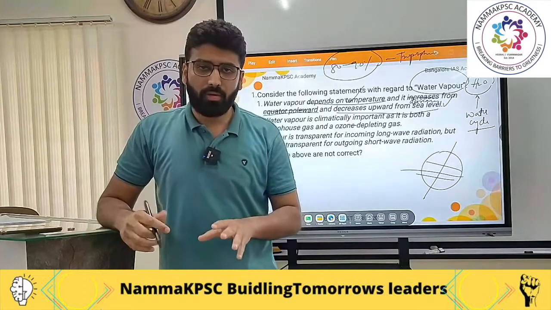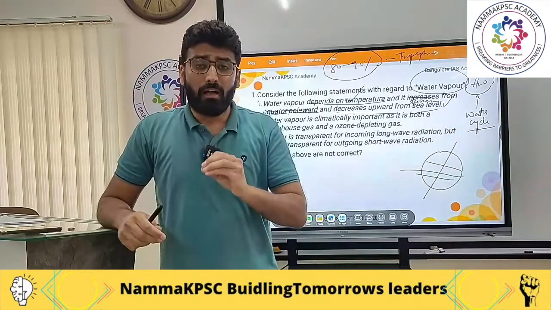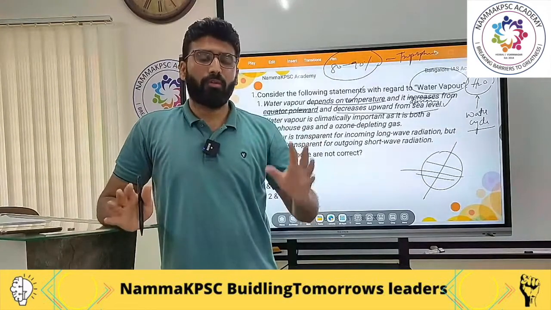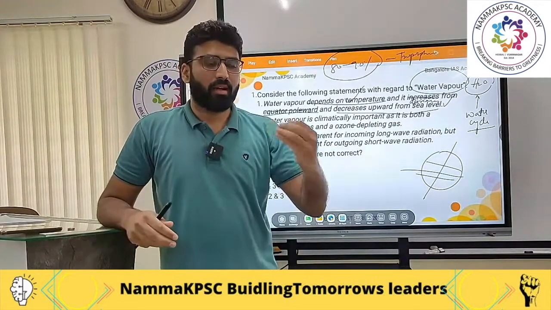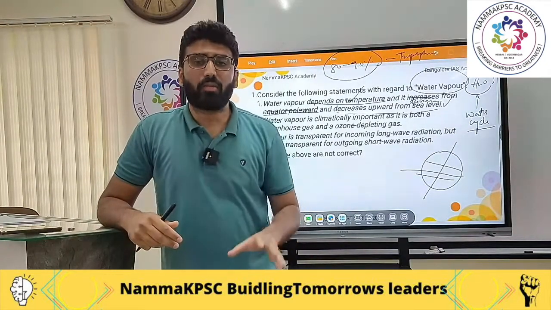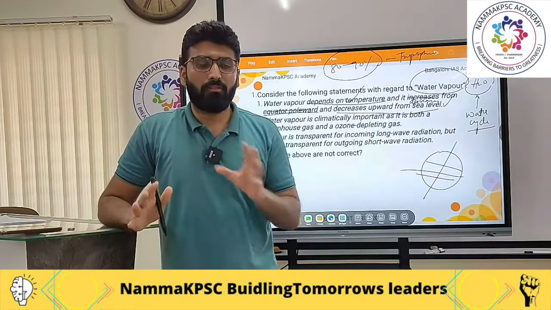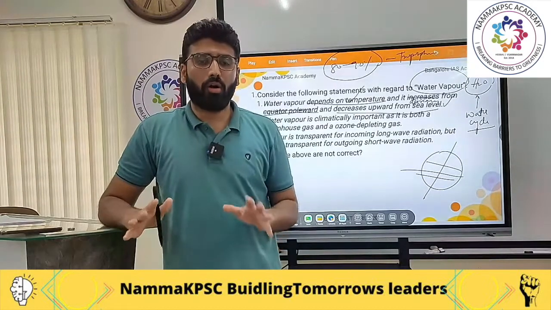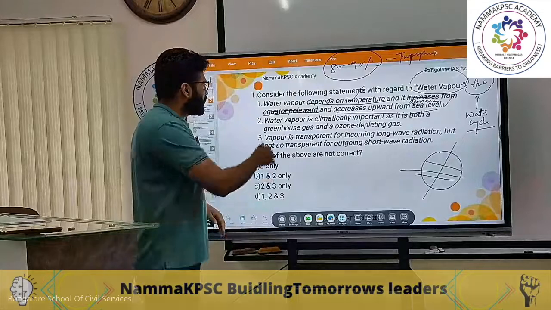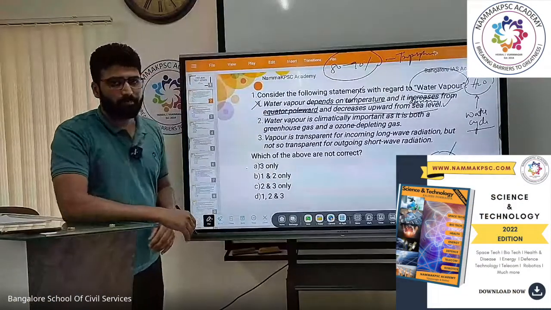Imagine a world where you did not have any water vapor in the troposphere. There would have been no concept of weather or climate. The world would have been always hot and dry. This rainfall, fog, cyclone, cold, heat, nothing would have been there. Therefore, the first statement is incorrect.